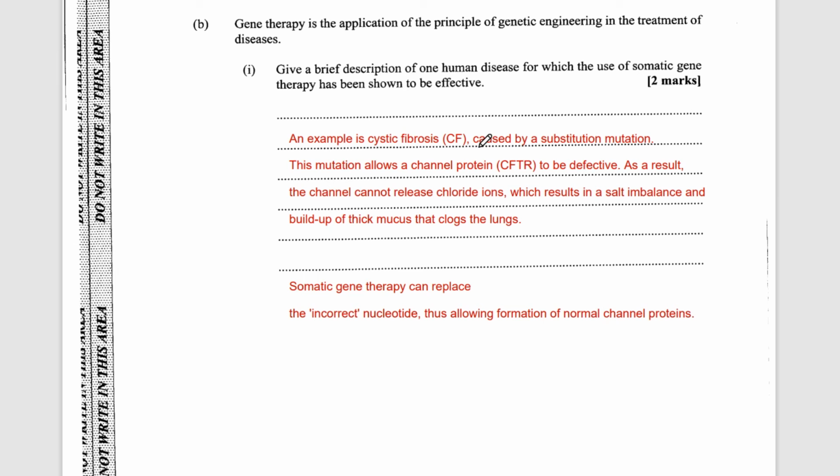So the example is cystic fibrosis, and that's caused by a substitution mutation, which means that one nucleotide was off. One was replaced by one that's not supposed to be there. Now what happened there is that this codes for an entirely different protein. Usually you'd have a channel protein called CFTR, and that protein allows the passage of chlorides and other ions through it. And usually you want those chlorides to move through that channel, because if too much chloride starts to accumulate in an area, it'll cause a salt imbalance and a build-up of mucus because of inflammation.